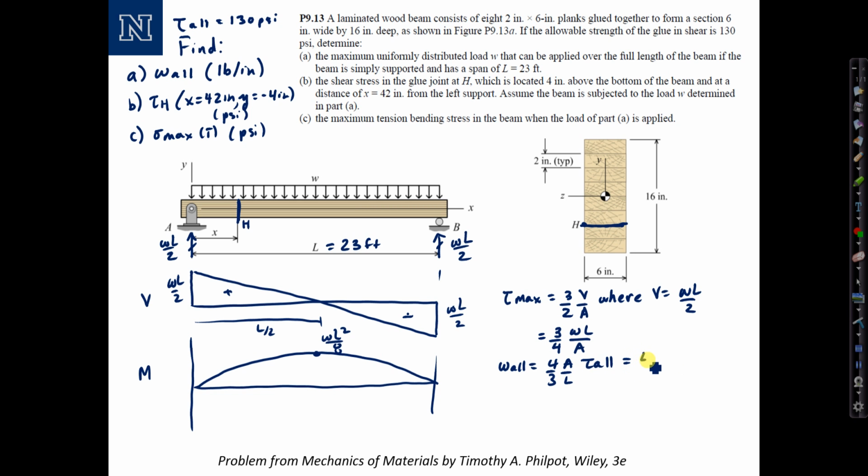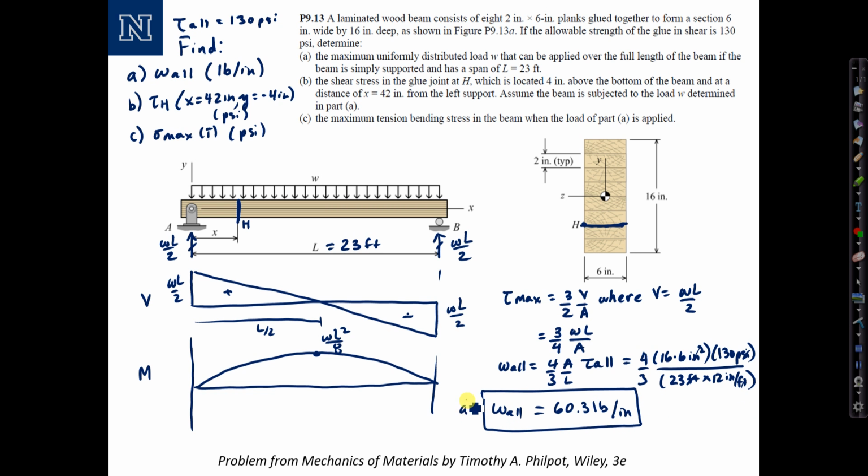Okay, putting in the numbers, 4/3 times the area of this rectangle, 16 times 6 inches squared. Tau allowable, 130 psi. And the length of the beam, 23 feet times 12 inches per foot. Okay, that computes to about 60.3. And let's look at the units. On the top, inches squared and per square inch cancel out, so we have pounds. On the bottom, we have inches, so this is indeed pounds per inch, which is the units that we are going for. So that's the answer to part A, and we will go ahead and continue this example in the next video.